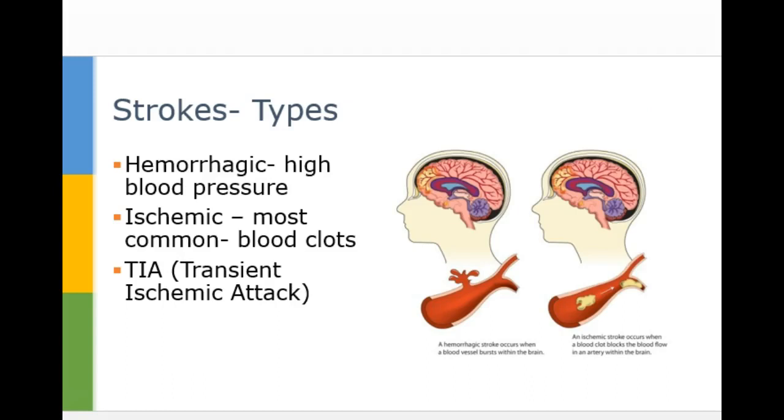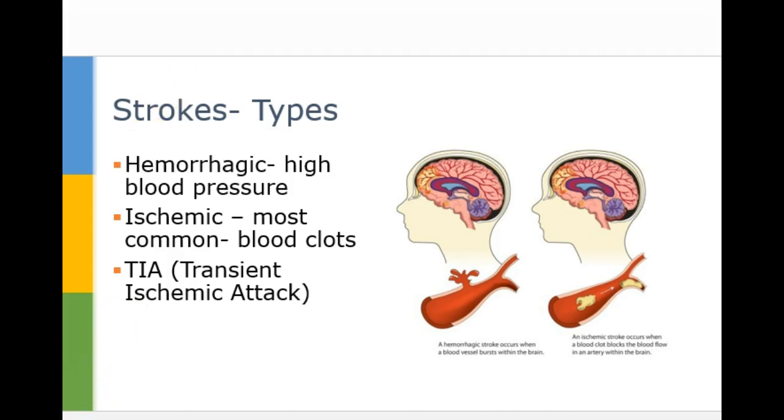There are three types of stroke. A hemorrhagic stroke happens when an artery in the brain leaks or ruptures. And that, again, is associated with high blood pressure. Ischemic types of strokes are the most common, and that's when the actual artery itself becomes blocked with a clot.